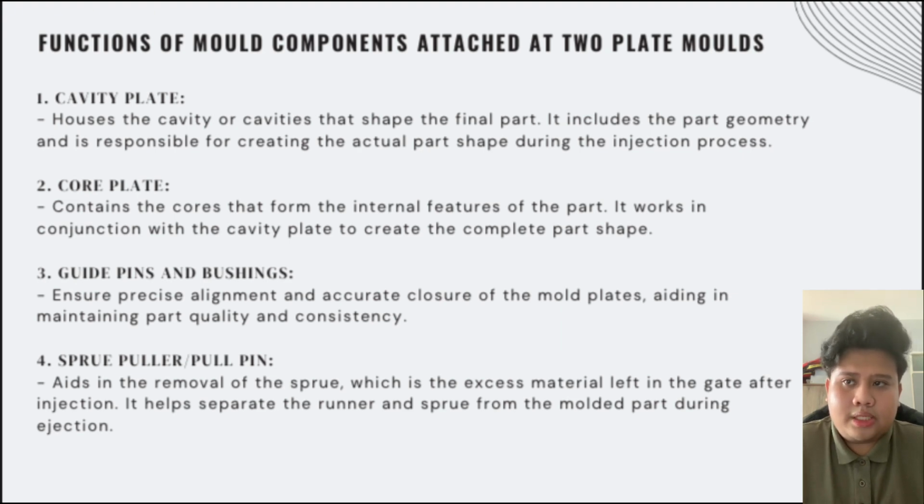Number 3, guide pins and bushings. They ensure precise alignment and accurate closure of the mold plates, aiding in maintaining part quality and consistency. Number 4, sprue puller or pull pin. It aids in the removal of the sprue, which is the excess material left in the gate after injection. It helps separate the runner and sprue from the molded part during ejection.